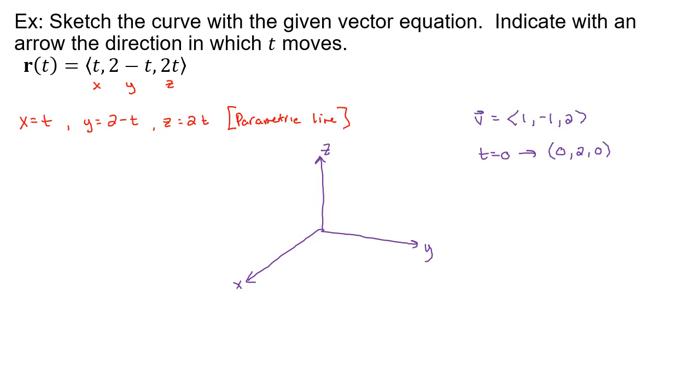So kind of like when you graph lines in 2 dimensions, plot that point first. I'm going to go 2 units in the y direction. And then kind of like slope, but it's not called slope, you're going to draw the direction from the point you plotted.